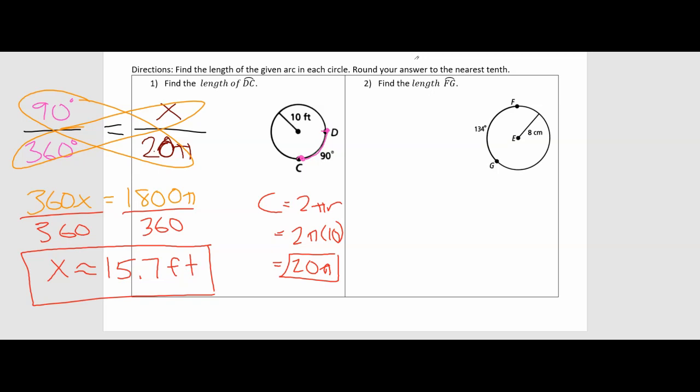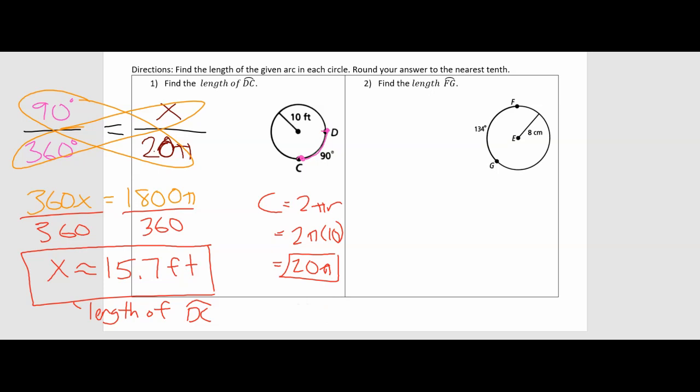If you want notation for the length of an arc, we just need to write out the word length. So we would say length of, you can either write the word out, arc, or you can just put the little symbol, arc DC. For measurement of an arc, we do have the little m, right, measurement of arc DC, but that's going to be if we're measuring it in degrees. If we're finding the length, we're just going to write out the word length.